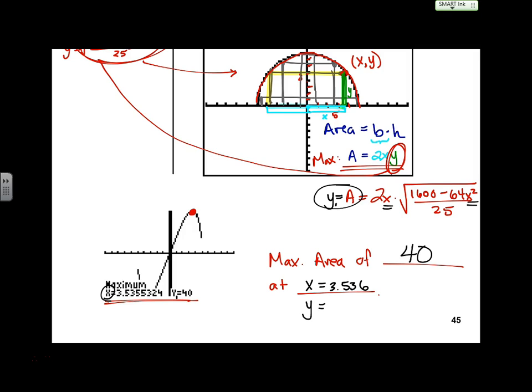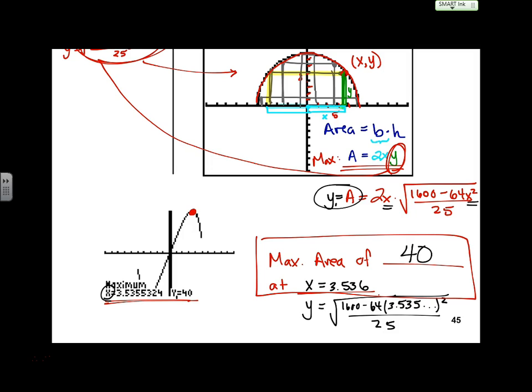And we could find the y if we wanted to. We would have to plug into our big old nasty equation we were working with above. So we'd have to use our 1600 minus 64 times 3.5355 or something like that. So long story short, we could have found a y if we needed to, but we needed to make sure that we could interpret the point first. And the point gives us an area and gives us an x value. And that would be the perfect rectangle or the biggest rectangle that we could possibly make.